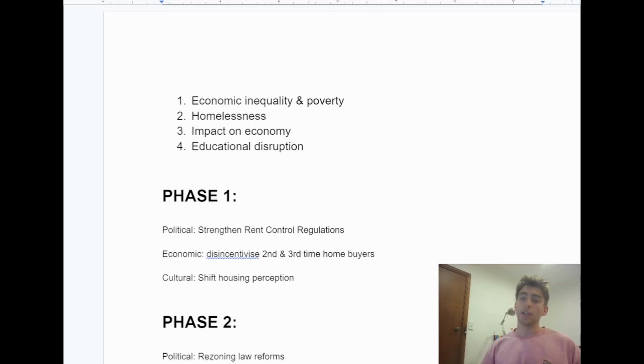The final issue is educational disruption. Now imagine this: Jimmy lives with his parents, who rent. Every 2 years, every year and a half, Jimmy has to move from area to area if they cannot continue to afford to live in a specific area.